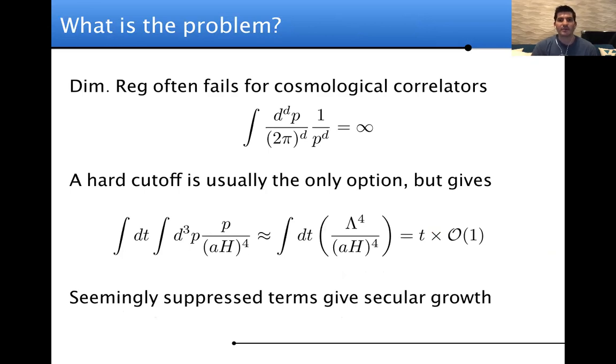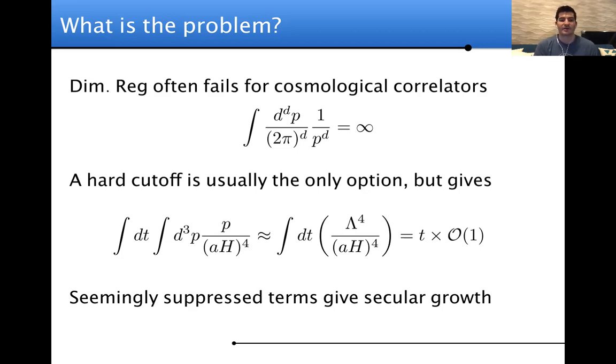So what is the actual problem? Well, in most cases, the basic issue is that at some stage of a loop calculation, one encounters a divergence that's not regulated by dim reg. So in many limits, you'll see contributions that scale like d^dp over p^d, which diverge in every dimension. The resolution is almost always to use a hard cutoff, because that's the only thing that's guaranteed to work. But then one encounters strange situations like the following.